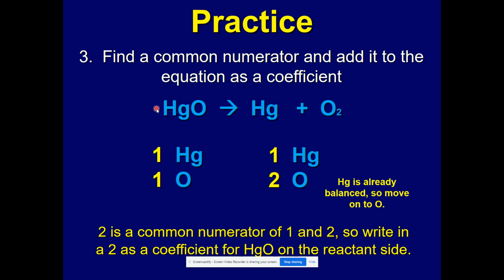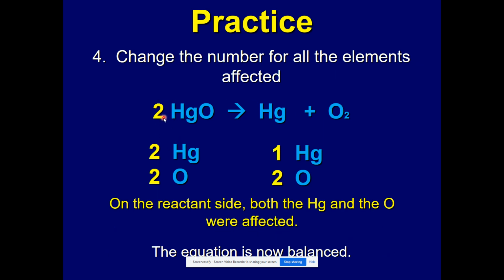We'll put a 2 up here as a coefficient. All right, and that will change our oxygen to 2. So now our oxygens are equal, but when we put that 2 up here, because the mercury was bonded to the oxygen, it changed our oxygen level. Okay, it changed our mercury level, rather. So what we can do is simply go over here and put a 2 up here.